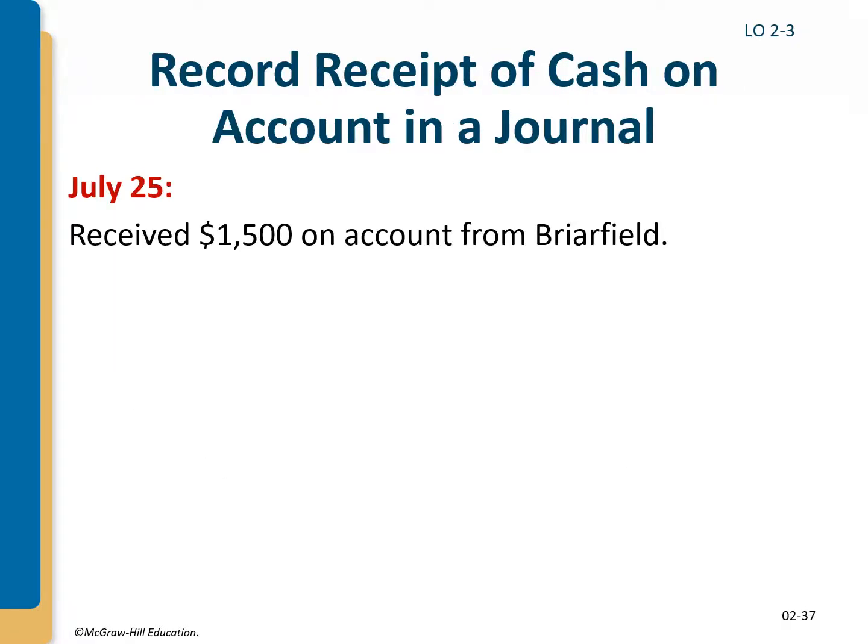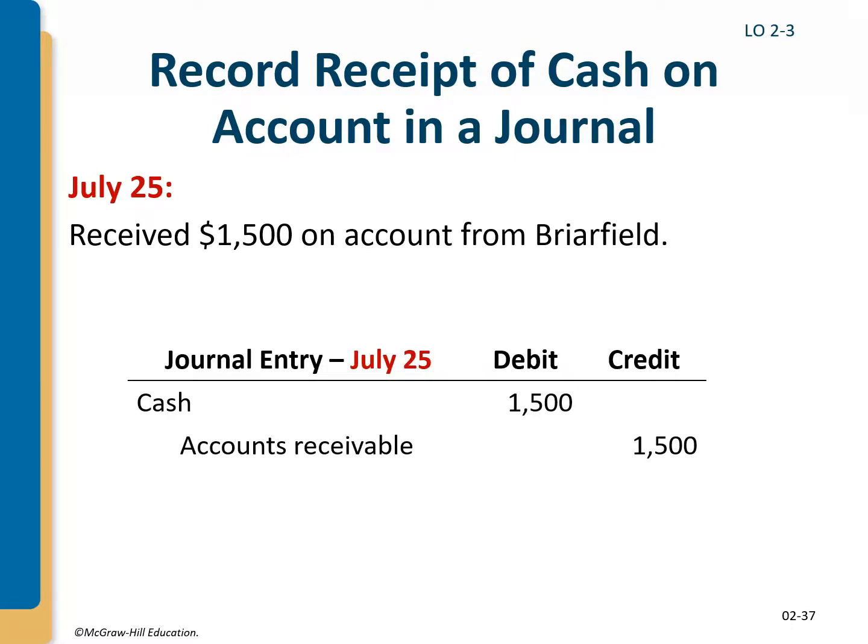We're getting there. On July 25th, received $1,500 on account from Briarfield. So Briarfield, I think it was a girls' school or something, right? They owed us $1,500. They're paying us $1,500 cash. So we want to increase the cash account on the debit side. We're going to decrease the asset accounts receivable because it's going down. Briarfield no longer owes us that $1,500. Decrease assets on the credit side.